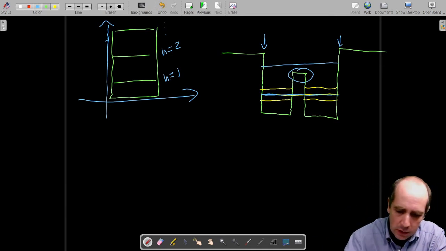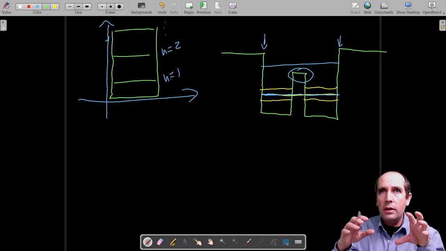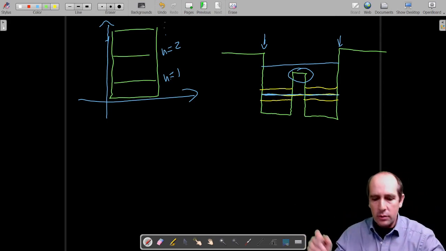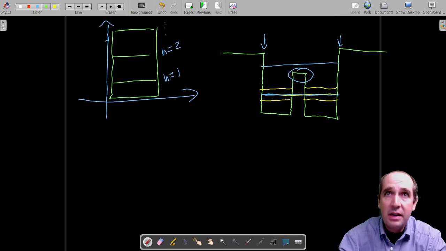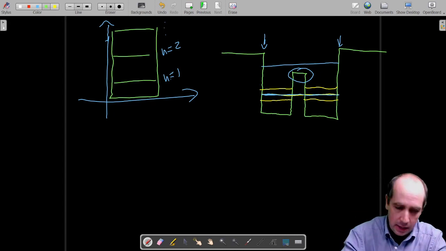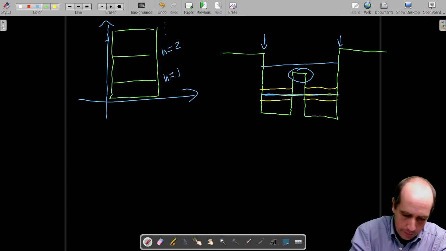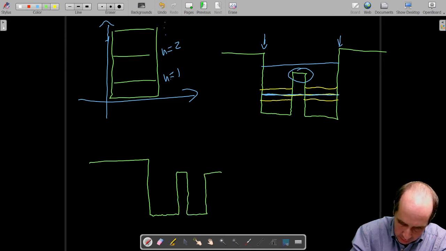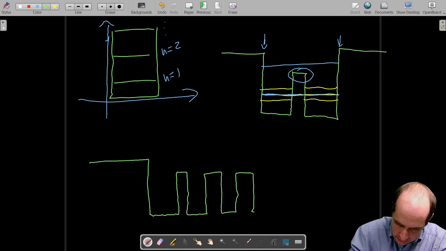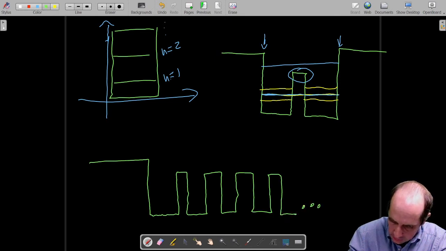And if what you do is, instead of putting just two wells, you put many wells, what will happen is that all these solutions will actually be split into many levels. So let's assume that you have now something with a big number of wells, a big number of barriers in between.